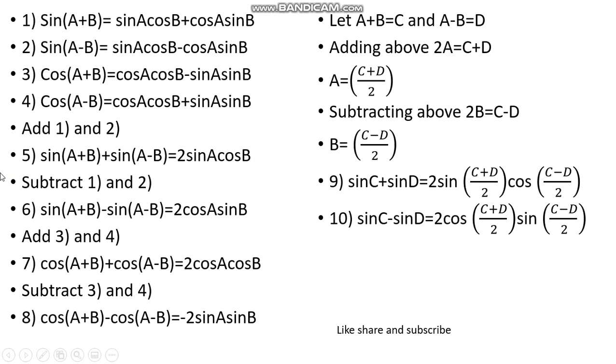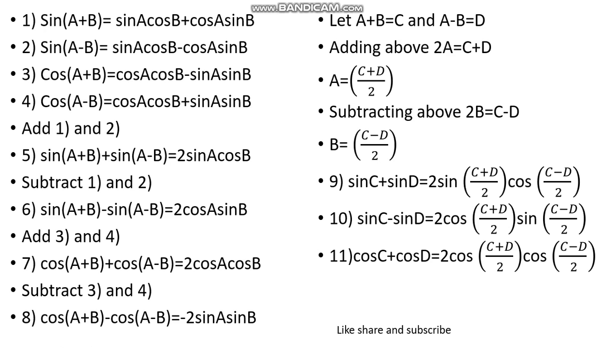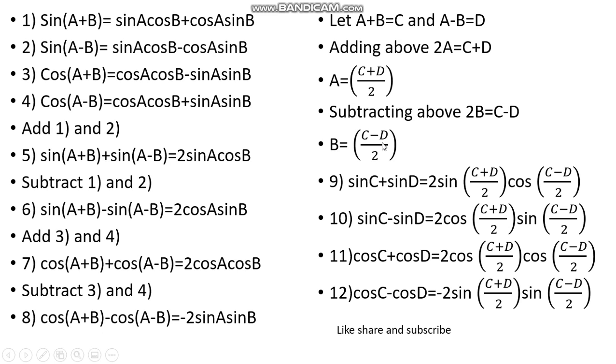For sin C minus sin D, substituting in the sixth one, you will be getting sin C minus sin D is equal to 2 cos C plus D by 2 sin C minus D by 2. When you substitute in the seventh, we will get cos C plus cos D is equal to 2 cos C plus D by 2 cos C minus D by 2. The last one, the eighth formula, cos C minus cos D: a minus sign is here, and here also we will have a minus sign, minus 2 sin C plus D by 2 sin C minus D by 2.